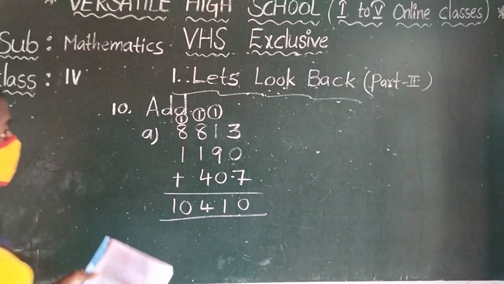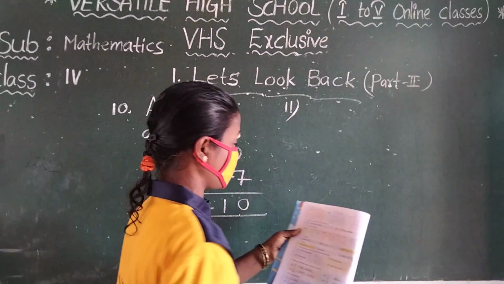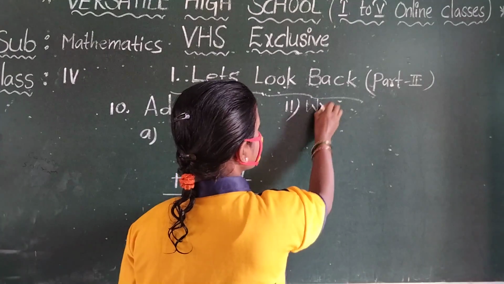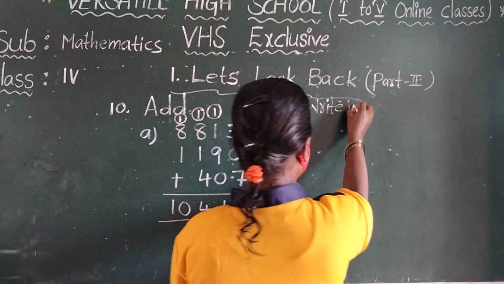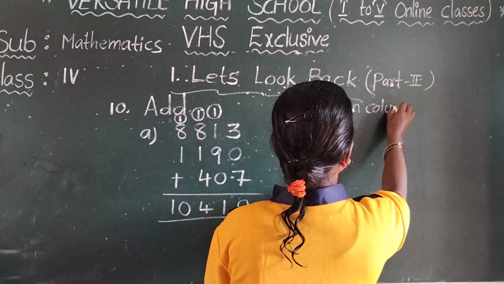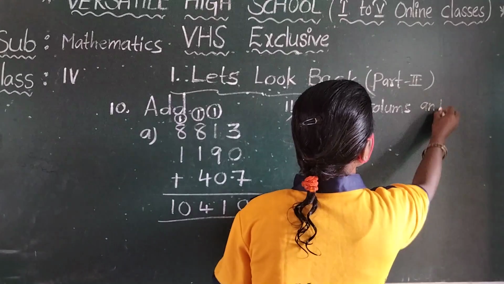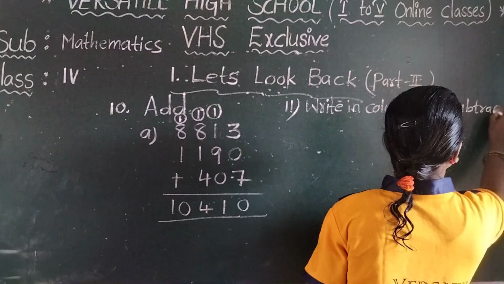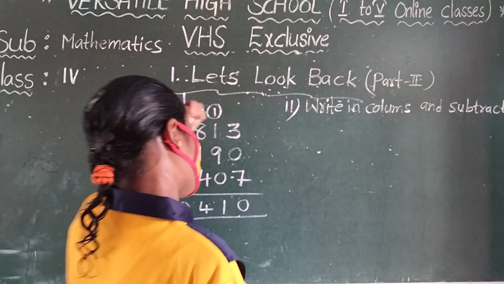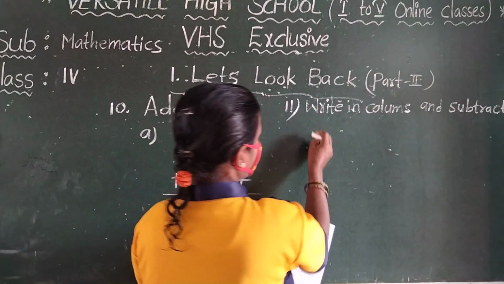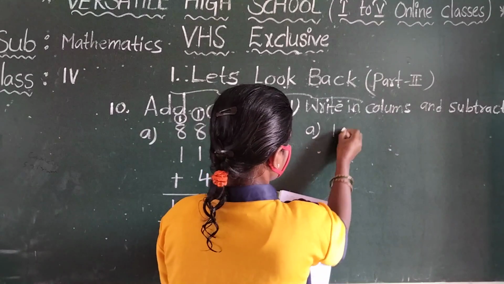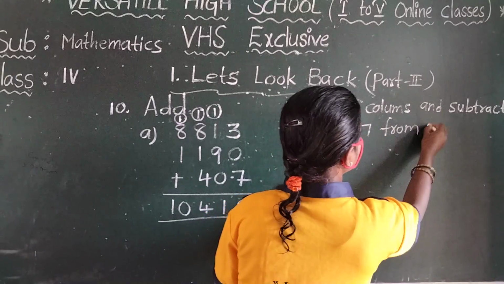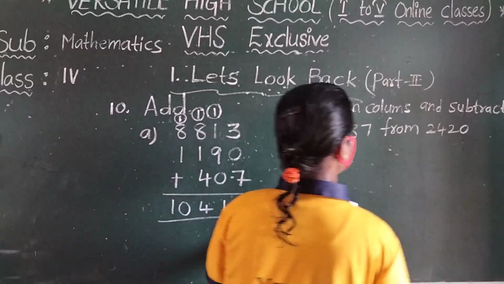Now we are going to the 11th bit. What is the 11th bit giving us? Write in columns and subtract. So what is the given number here? The question is 1087 from 2420.